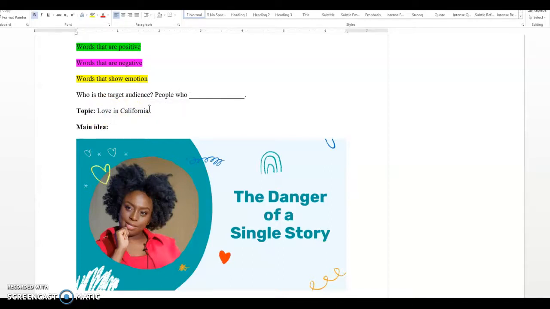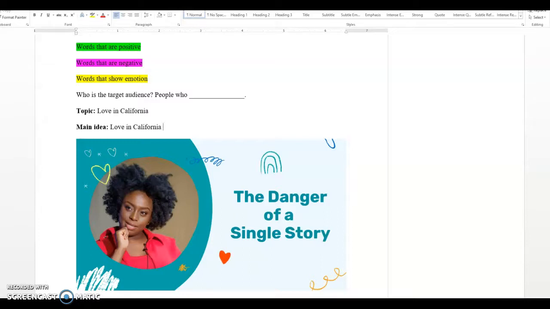The main idea is going to be the writer's take on that topic. What does the writer want to tell you about that topic? So you can start with your topic itself. So we know it's about love in California, but the main idea is always going to be a sentence. It's never going to be a phrase, and it's never going to be a question. So I don't want to see any question marks at the end of this.